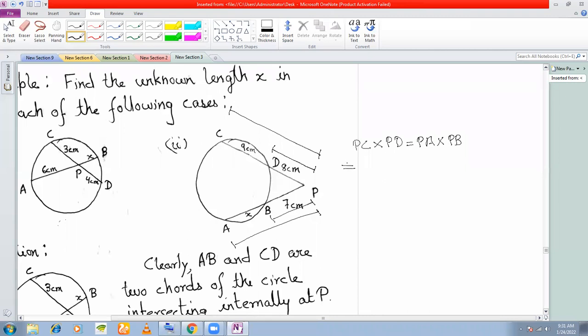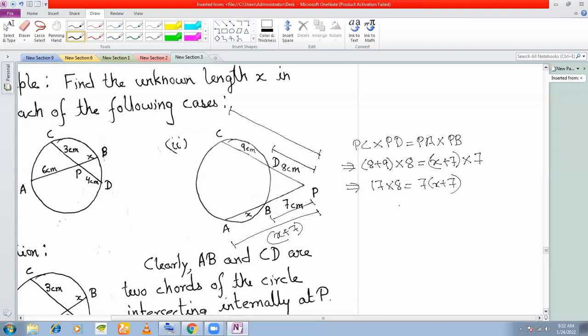Now simply put the values. PC, what is the length of PC? It is 8 plus 9. Okay, PD is 8. PA is x plus 7. Right? This length is 7. This will be x plus 7. Into PB is 7. So what are you getting here? 17 into 8 is equal to 7 times x plus 7.